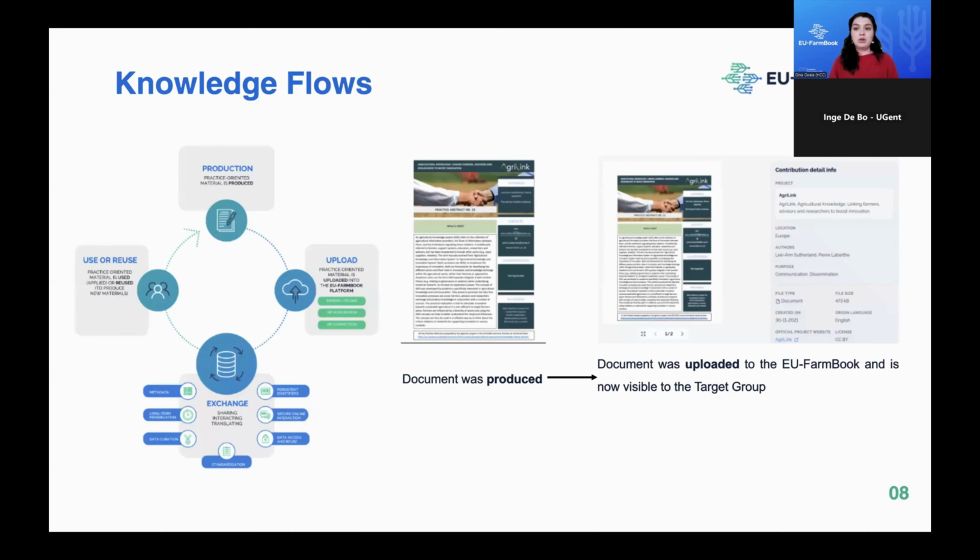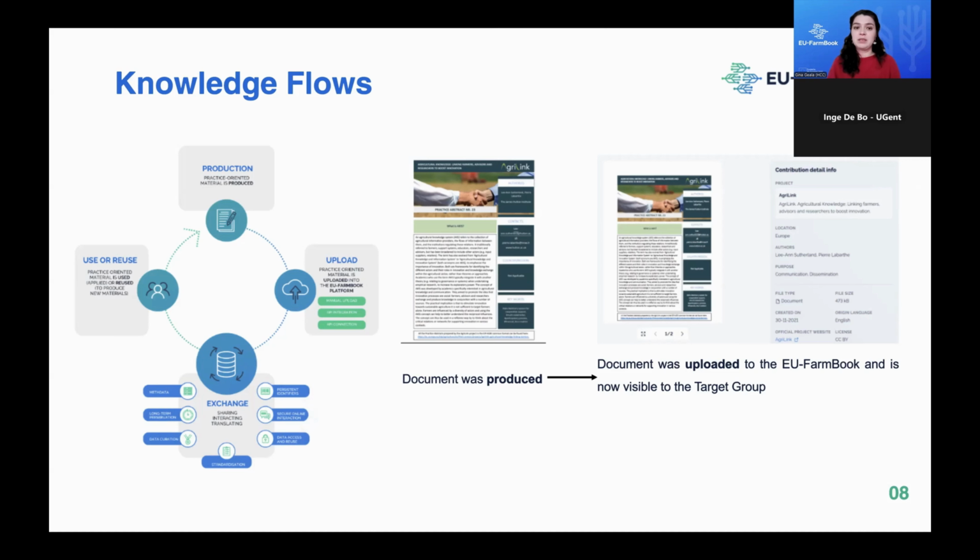Now the process for the knowledge flows: what is the track of the practice-oriented material on the FarmBook platform? The first step is production of the practice-oriented material. It is produced during the implementation of a Horizon project or an operational group project. The second step is the uploading.